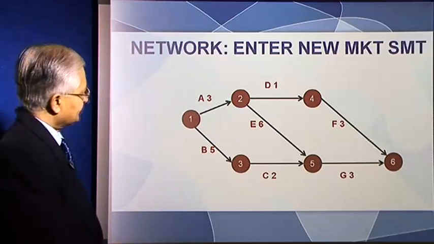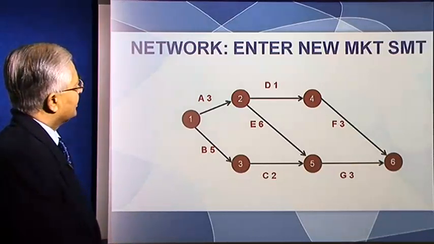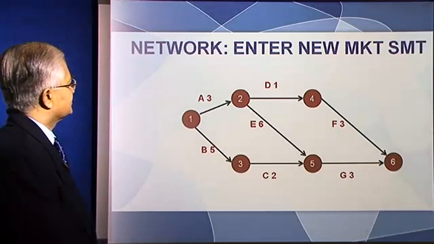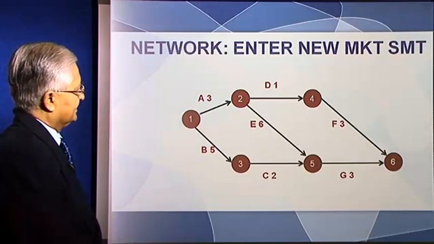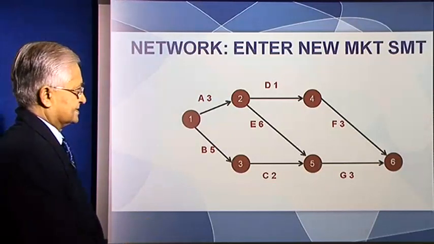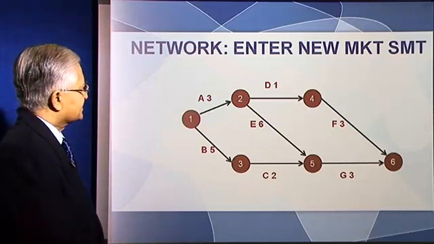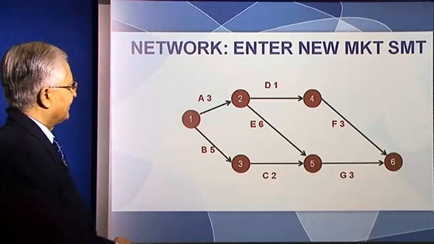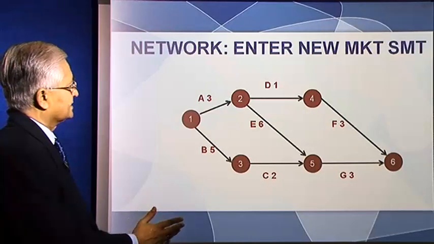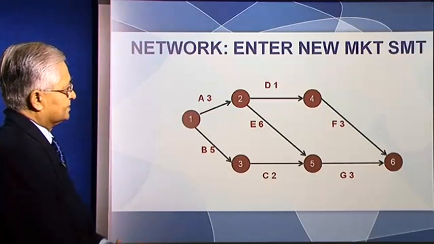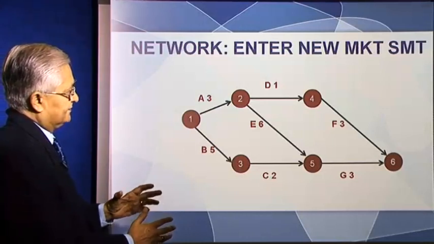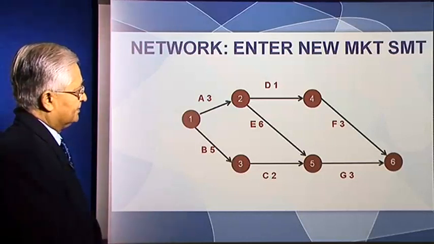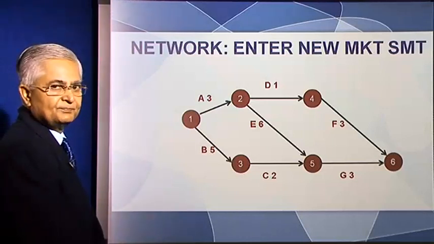Right? Now, what are these numbers next to the alphabets? They are the time durations. A takes 3 months, B takes 5 months, D takes 1 month, and so on. So, this is the network. This shows the interrelationship between the various activities.